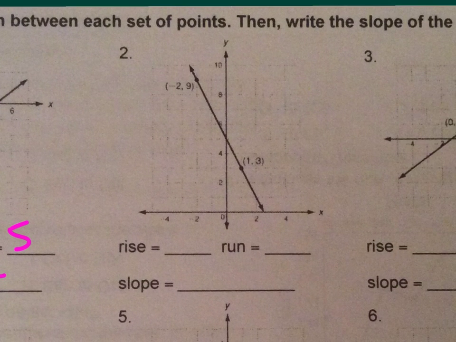Same thing. Now I'm going to start at this point. The rise in this case is going to go all the way down to here. Now notice we're up here at 9. We end up at 3. So that's a drop of 6. So 1, 2, 3, 4, 5, 6. So that's -6. And now I'm going to go from -2 to +1. So 1, 2, 3. That's a run of 3. So -6 over 3. If you do rise over run, that reduces down to -2 over 1.